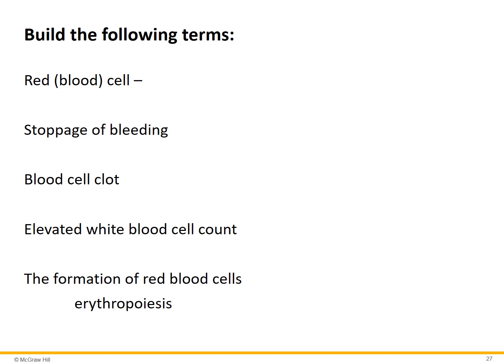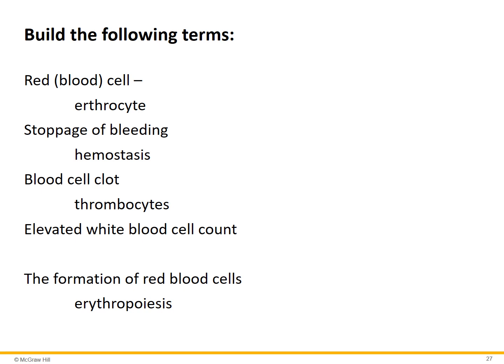Here are our terms. Red blood cell. Make sure you pause and think of these first before you go ahead. Erythrocyte. The word blood is not in there, so it's not hemoerythrocyte, it just means red cell, but it refers to red blood cell. Stoppage of bleeding: hemostasis. A blood cell clot: platelets or thrombocytes. It also means clot cell, clot blood cell.